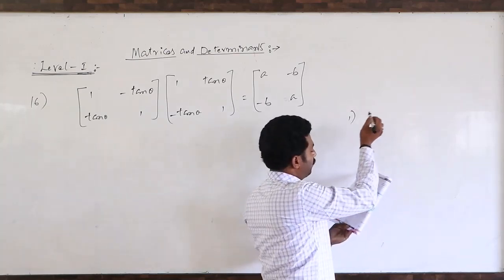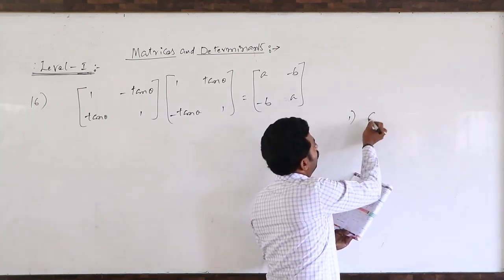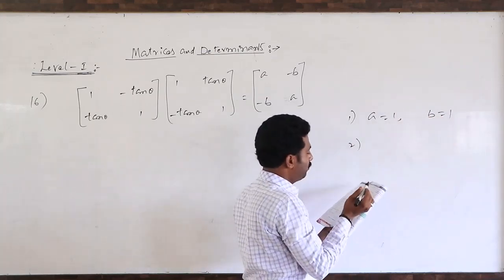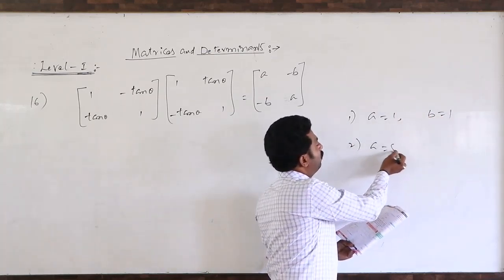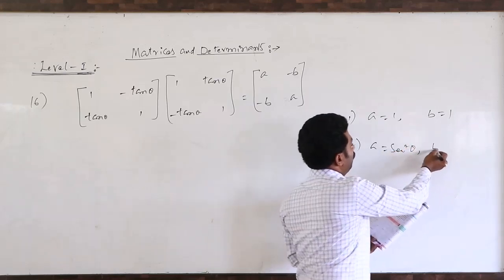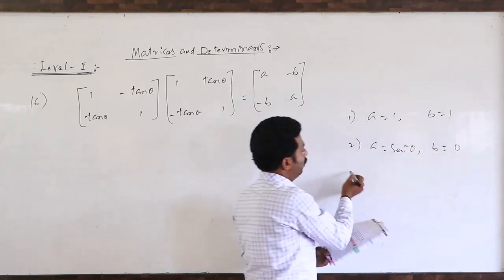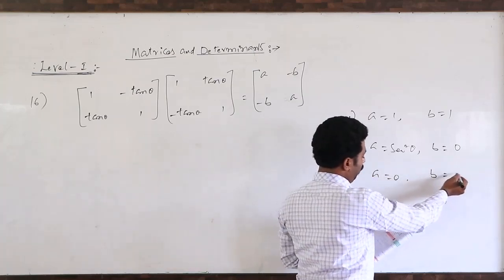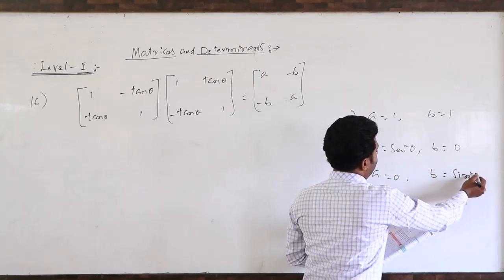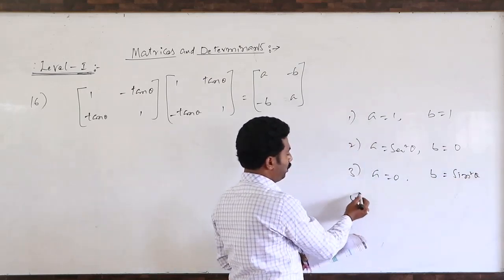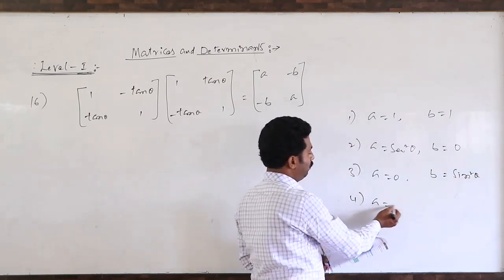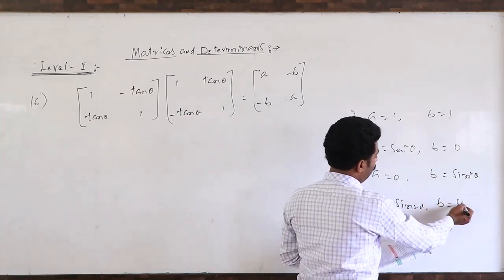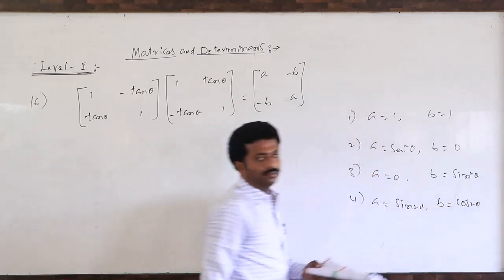First option, what they are asking is the relation of a and b: a equal to 1, b equal to 1. Second option, a value secant square theta, b value 0. Third option, a value 0, b value sin square theta. Fourth option, a value sin 2 theta, b value cos 2 theta.